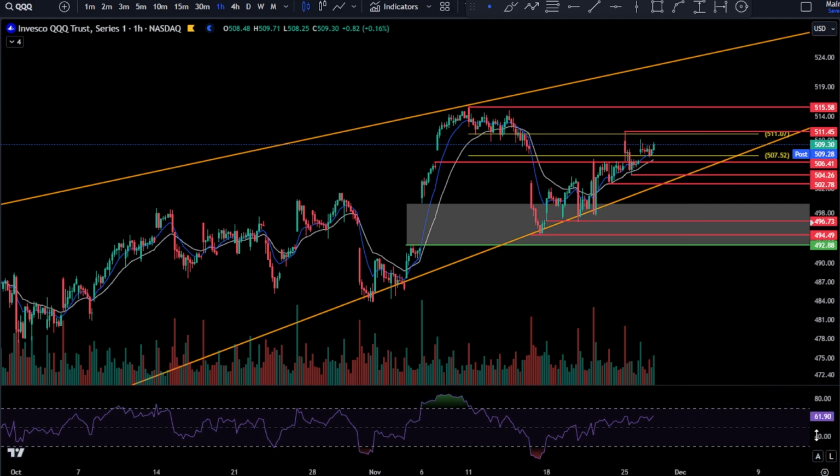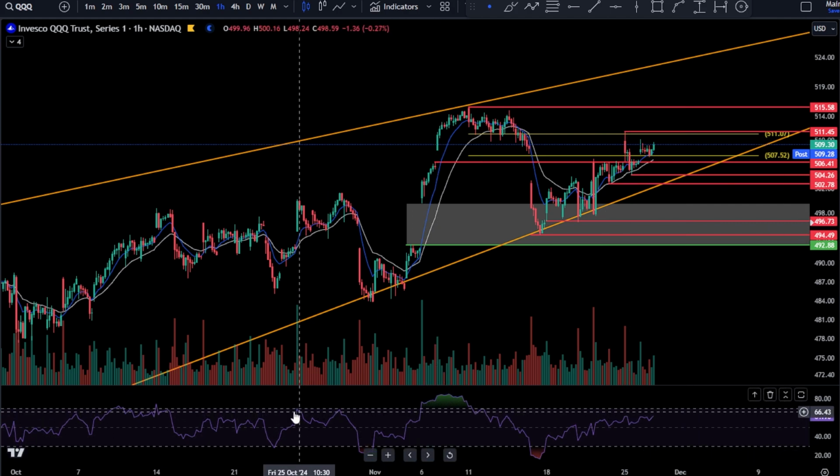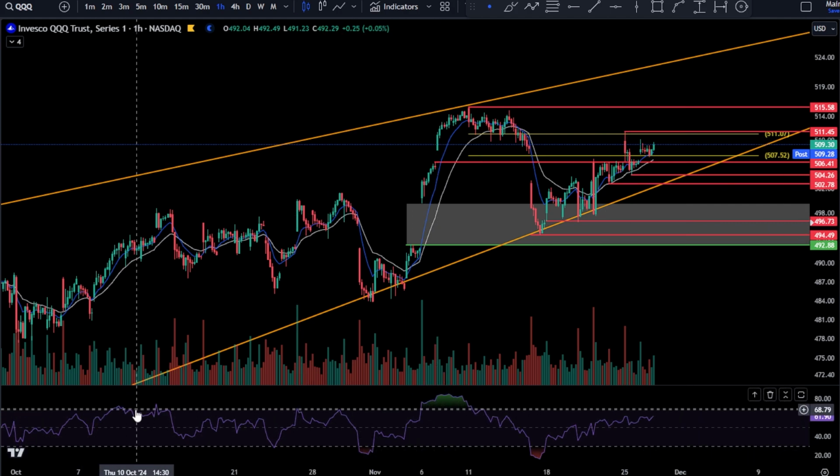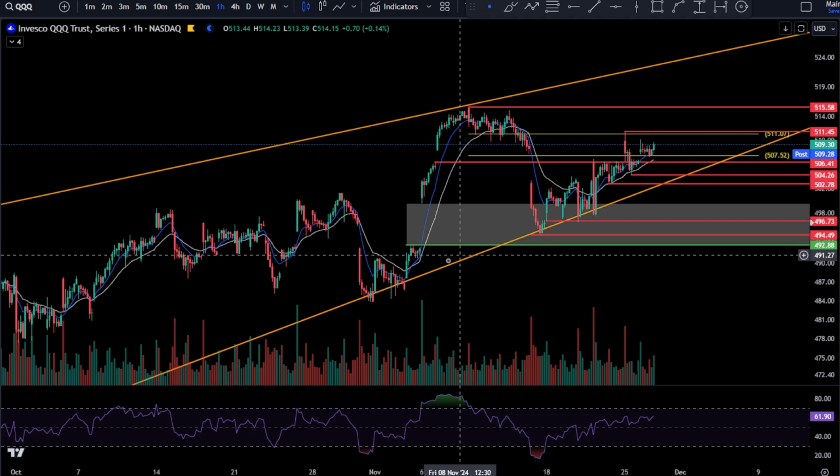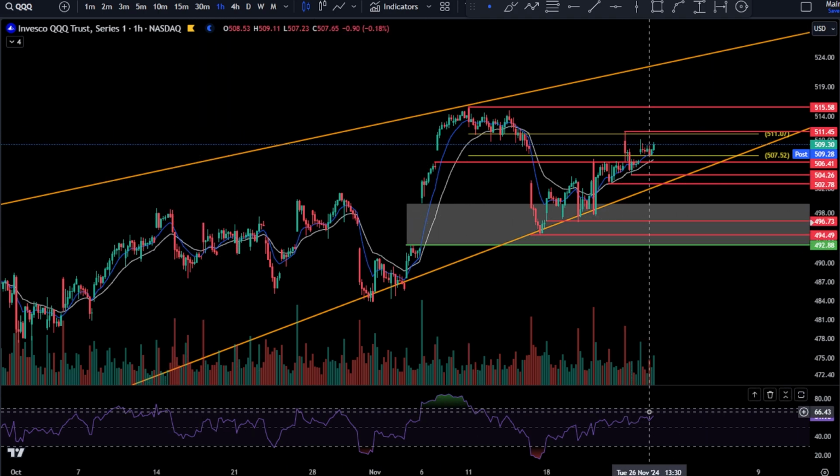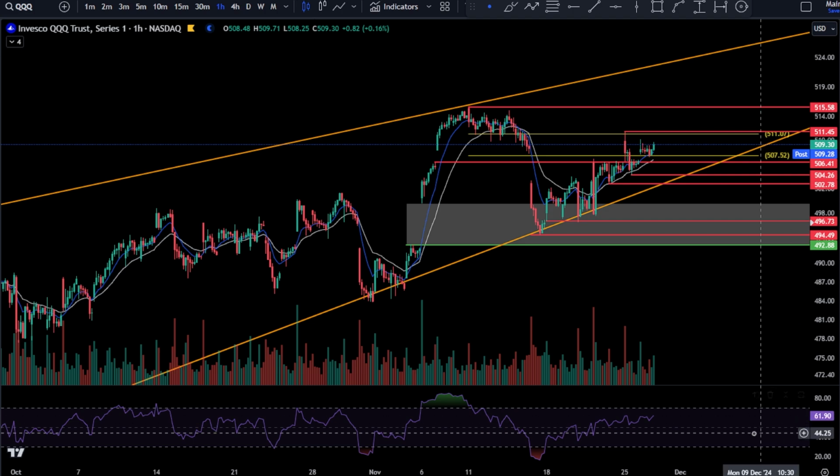We can see the hourly RSI over here. See how it got all overbought over here. See how it got overbought over there, and then it started consolidating. Well, guess what? You're still not overbought. So I'm biased to the upside here.